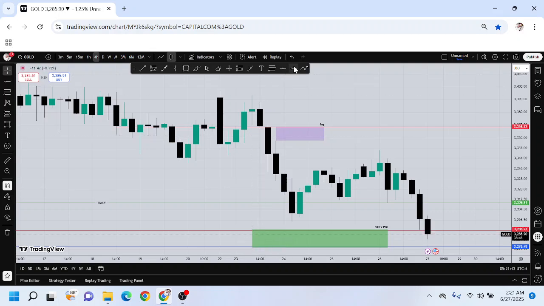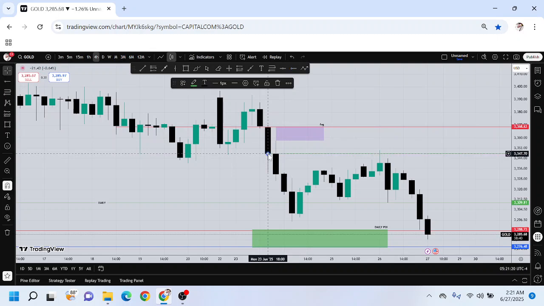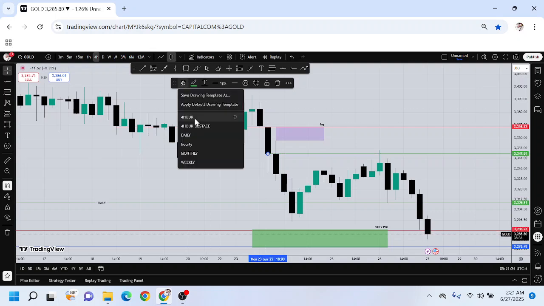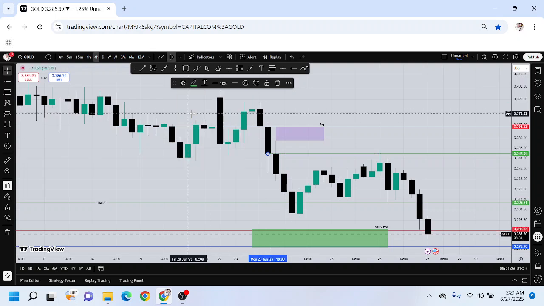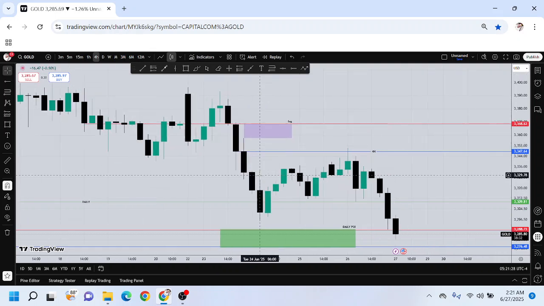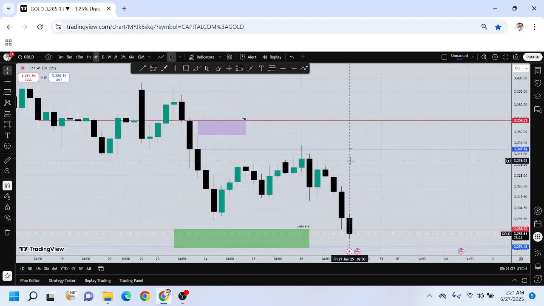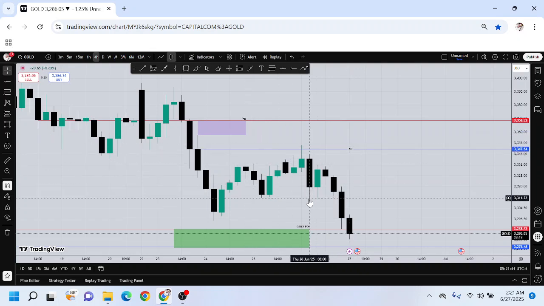Now, can you see the red rejection came from this open close here? Can you see it? It came from this open close here. I'm going to delete this once I'm done with it. This daily is not important anymore. So it came from this open close here. We're going up and then we have an instant rejection.